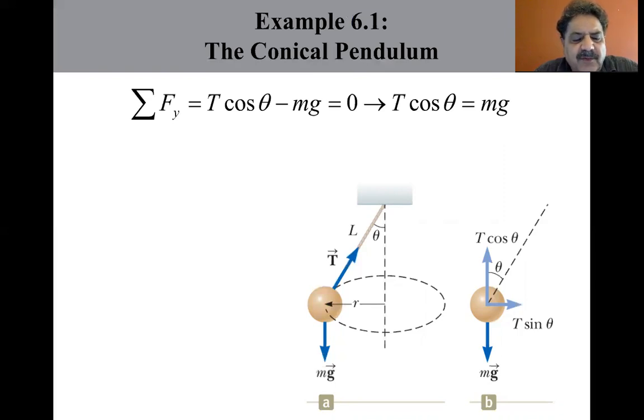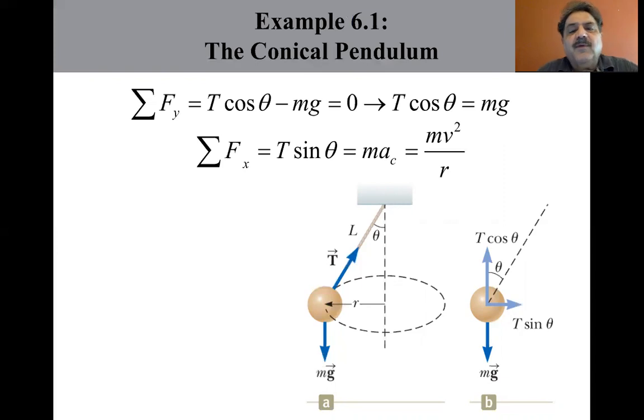go on. Use the equation from the particle in circular motion model in the horizontal direction. That's this one. The sum of the forces in the x direction equals T sine theta, and that's equal to the mass times the centripetal acceleration, which is equal to the mass times v squared over r, because the centripetal acceleration is v squared over r. Okay, divide the two equations and use sine theta over cosine theta equals tangent.